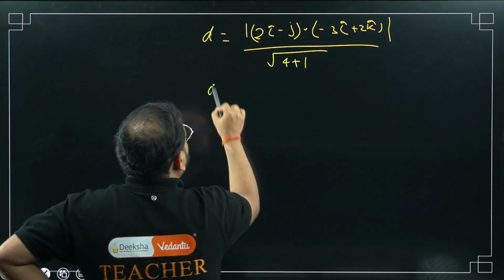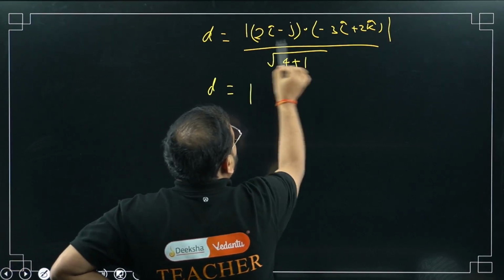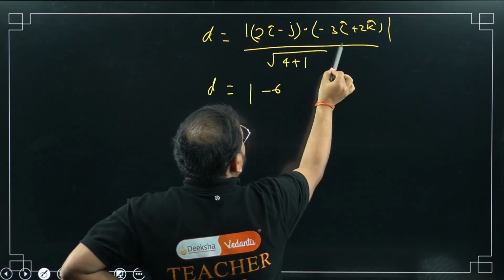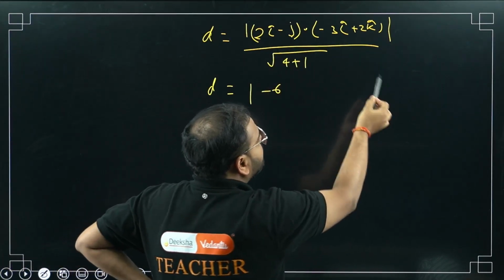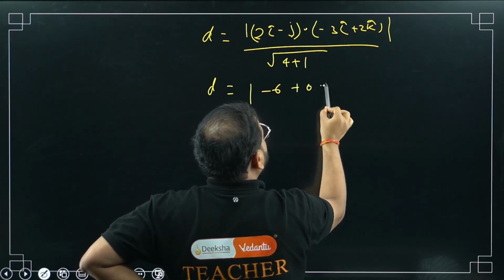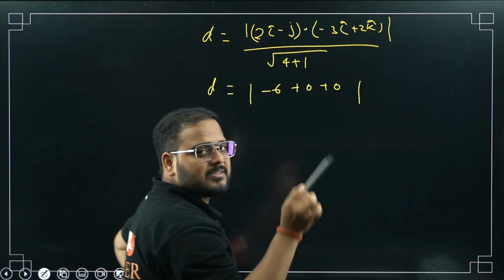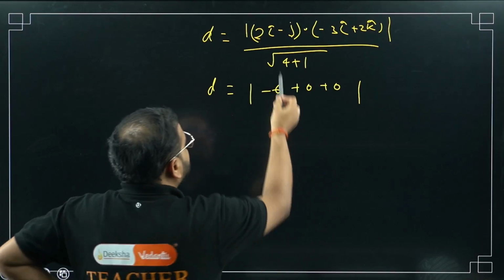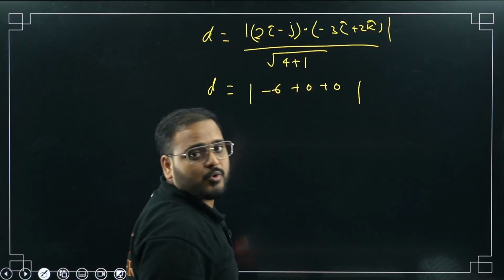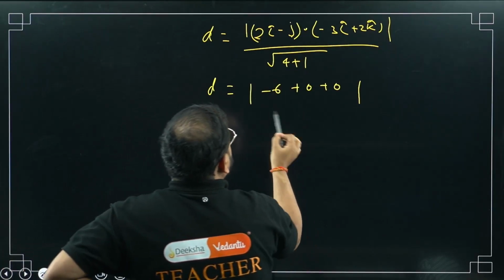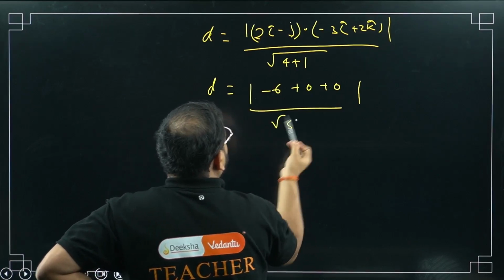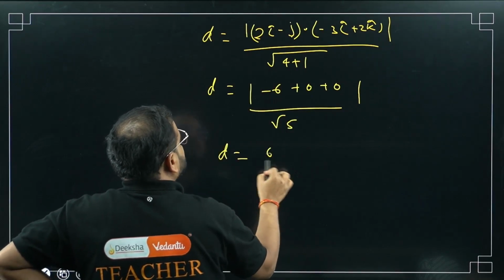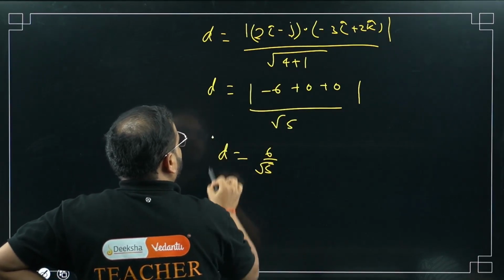So what I'm getting distance d as? Dot of dot will become simply minus 6, and the rest will all be 0 because there's no j term and no k term. Because in a dot product, it should be i with i, j with j and k with k. There's no j j over here, no k k over there. So only i will make minus 6 upon root 5. So I'm getting d value as plus 6 upon root 5.